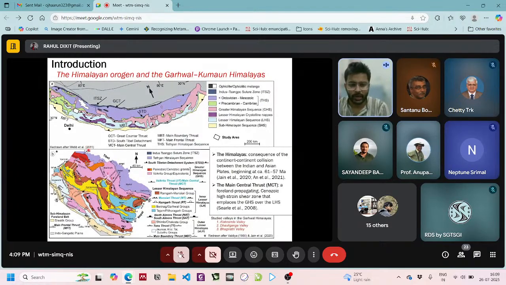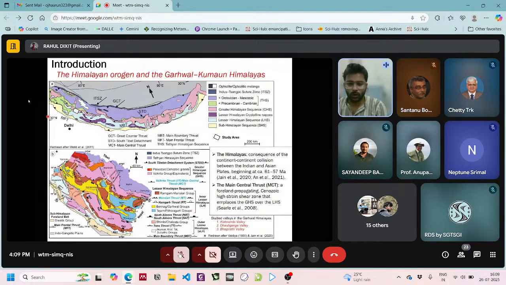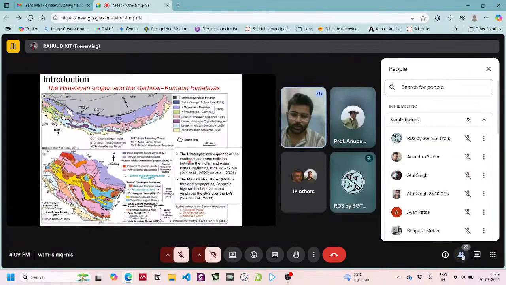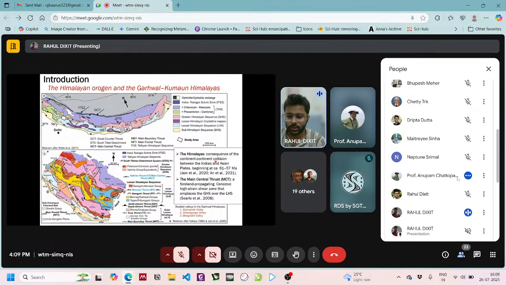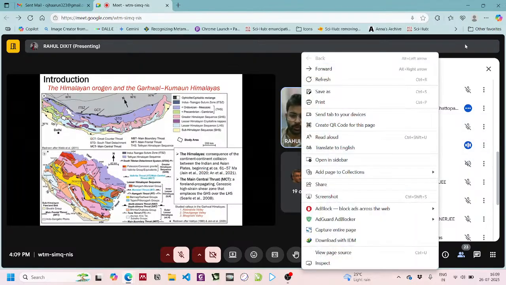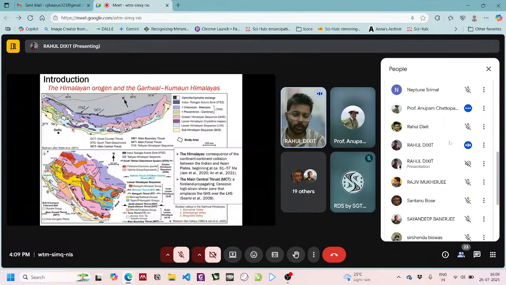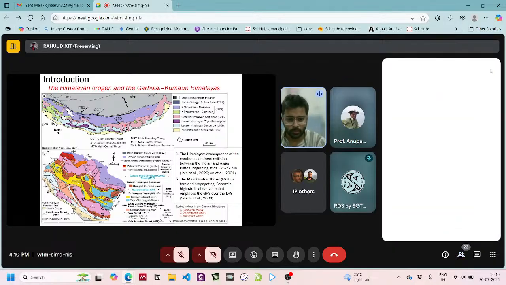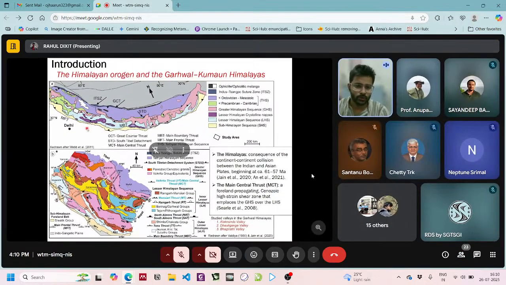As we know, starting with the introduction of the Himalayas, we are all aware of this excellent mountain chain, the Himalaya, which formed as a consequence of continent-continent collision between the Indian and the Asian plates somewhere between 61 and 57 Ma. As a result of this collision, an approximately 2,500 kilometer long northwest-southeast trending mountain chain, the Himalayan orogen, was formed.